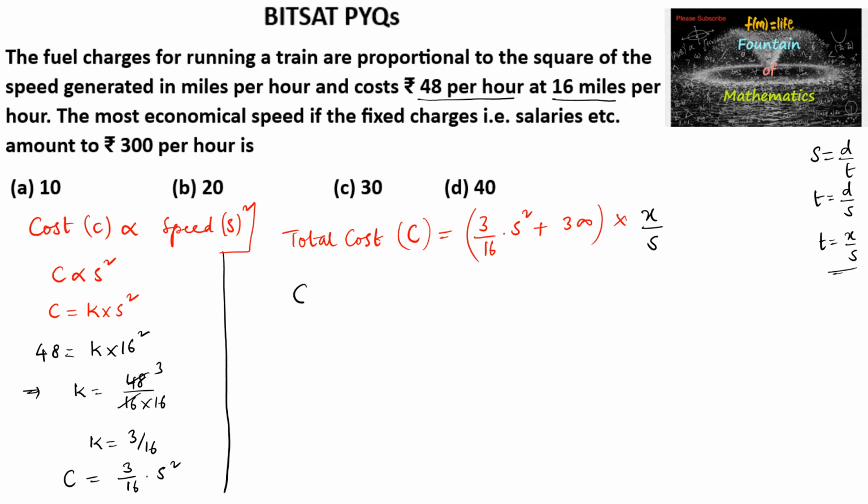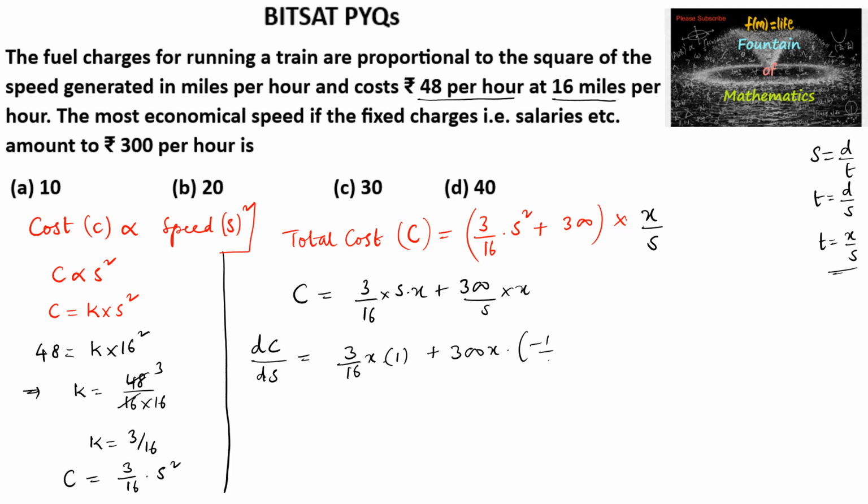So we can write C is equal to 3 upon 16 into S into x plus 300 upon S into x. Now we need to minimize the cost. So let us consider differentiating: dC by dS is equal to 3 upon 16x, differentiating S is 1, plus 300x into the differentiation of 1 upon S, which is minus 1 by S square. For minimum we have to consider this equal to 0.